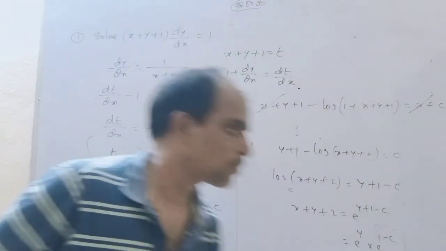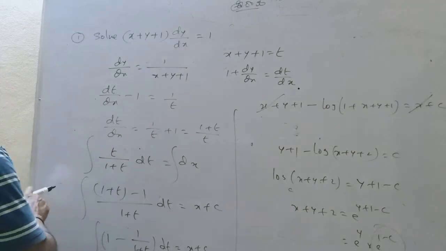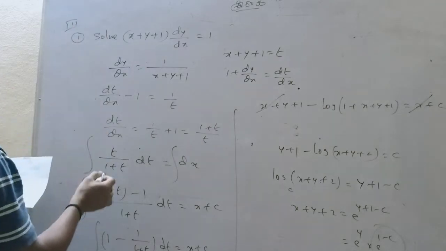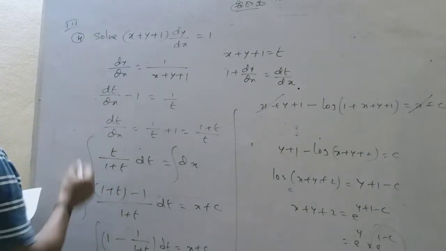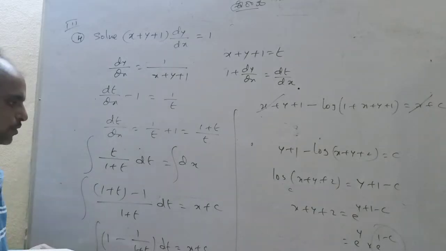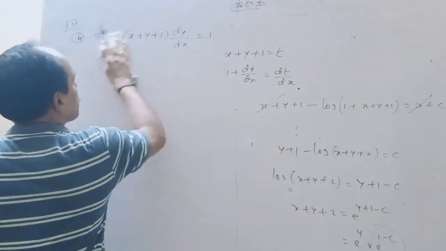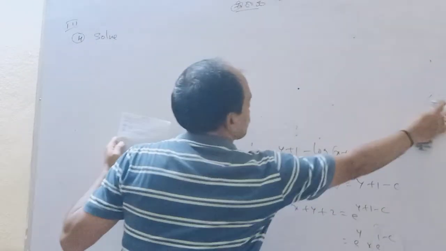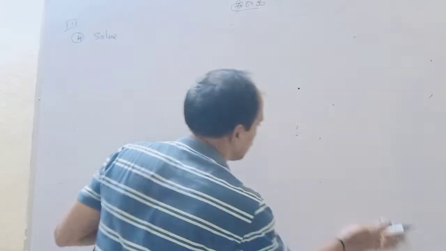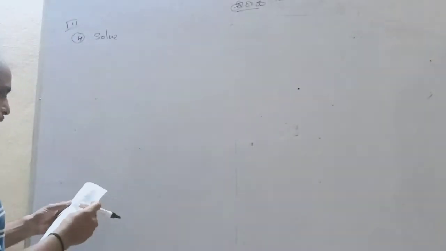Next, one more question, that is in Roman 3. Roman 3, this question is the fourth question, the last exercise. Now one more question. These are the typical questions in the last exercise, differential equation.